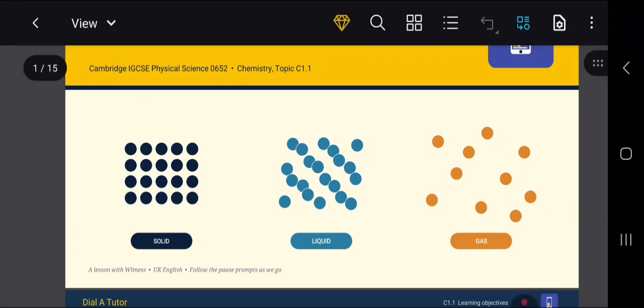So to start, we're going to start on the particulate nature of matter. Now, one of your requirements, this is the first chapter in Physical Science Core. You will be required to know the three states of matter, and as you can see, you've got solid, liquid, and gas. Definitely that's something that you get to know even from Form 1 up until now. So let's have a look at what this entails in more detail.